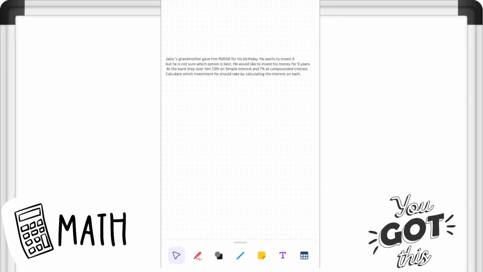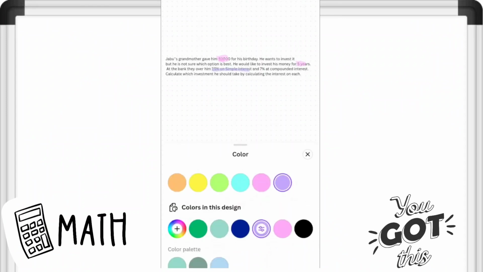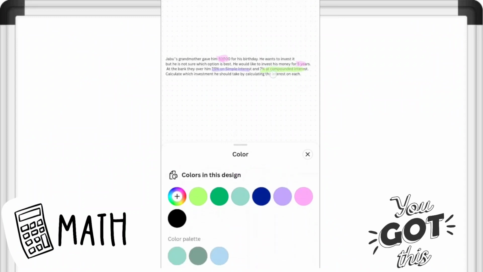But let's read what they're asking here. We're going to start by analyzing our question. Jarba's grandmother gave him 3,000 Rand for his birthday. He wants to invest it, but is not sure which option is best. He would like to invest his money for 5 years. At the bank, they offer him 7.5% on simple interest and then 7% on compounded interest. Calculate which investment he should take by calculating the interest for each.